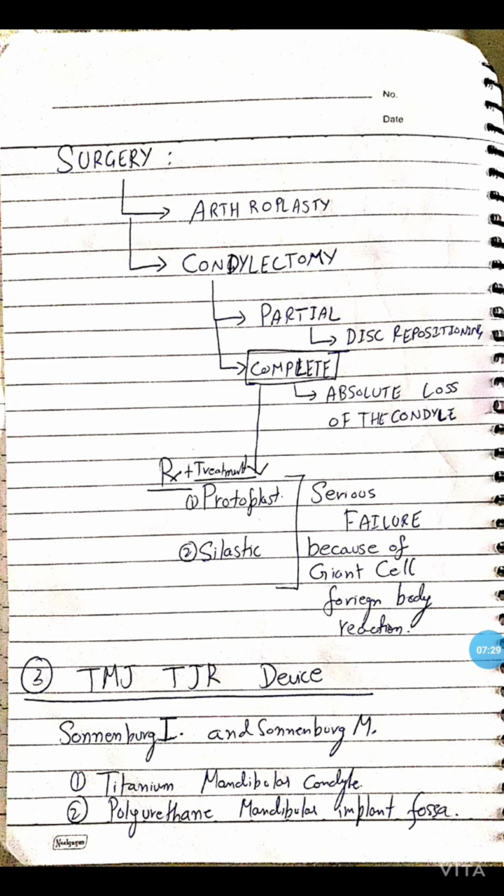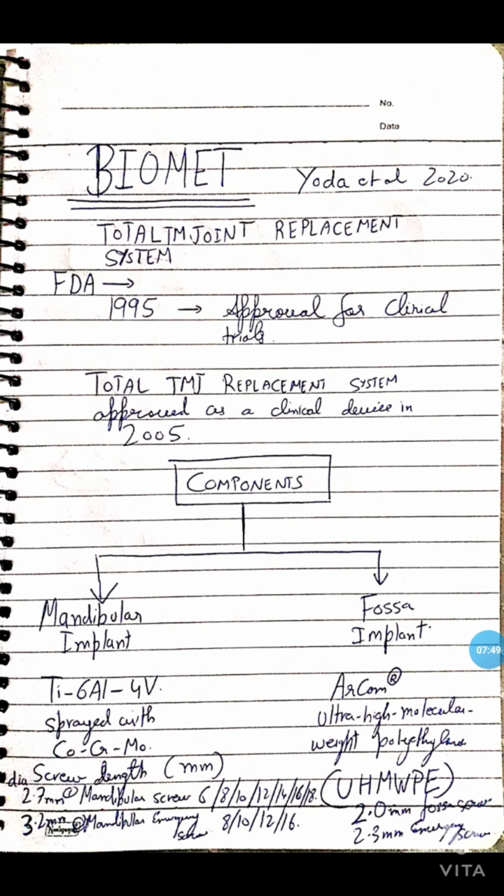Now what are the components? You have a mandibular implant that is to be placed in the mandible, and then you have a fossa implant, that is the ARCOM ultra high molecular weight polyethylene. ARCOM is a registered trademark. The mandibular implant is made up of two parts: one is the basic structure and the other is the metal it has been sprayed with. So it's basically a titanium, aluminium, vanadium alloy sprayed with a cobalt chromium molybdenum layer.